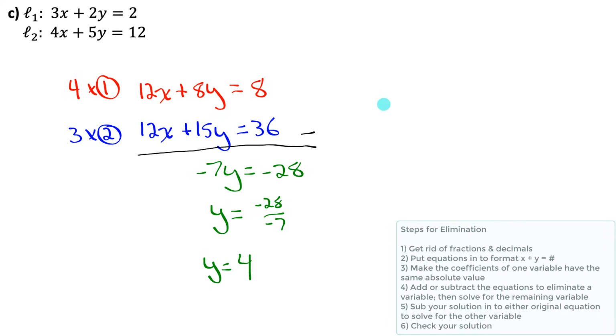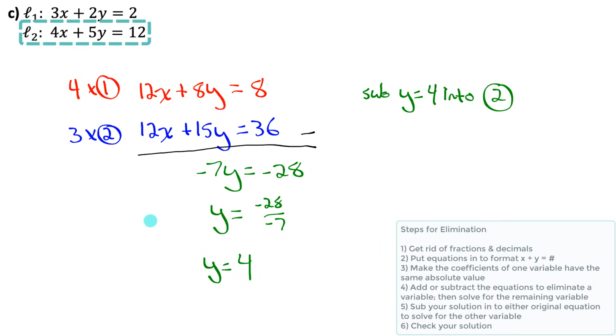I'll take my answer for y and sub it into either original equation. I'll sub it into equation 2 this time. So I've got 4x plus 5y equals 12. I'll replace y with 4 and solve for x.